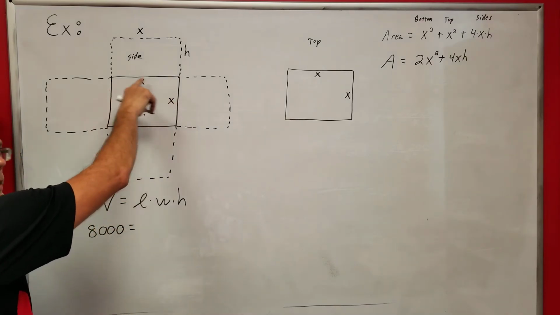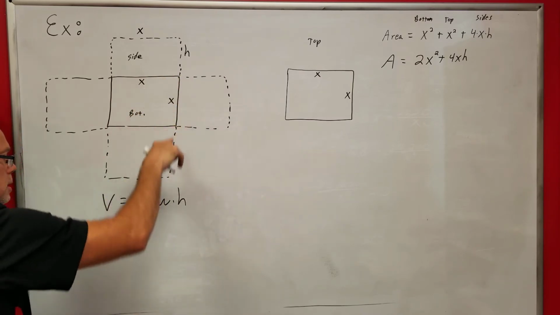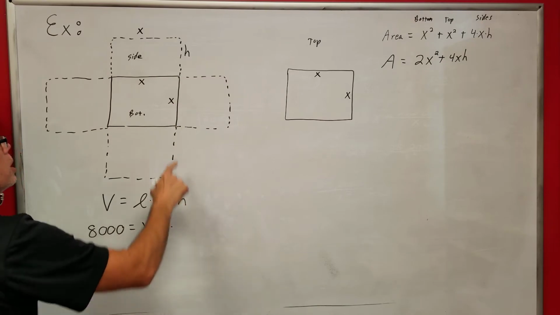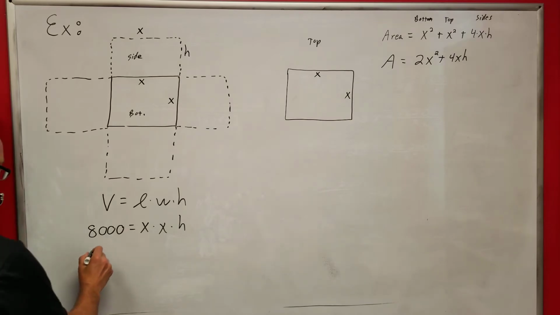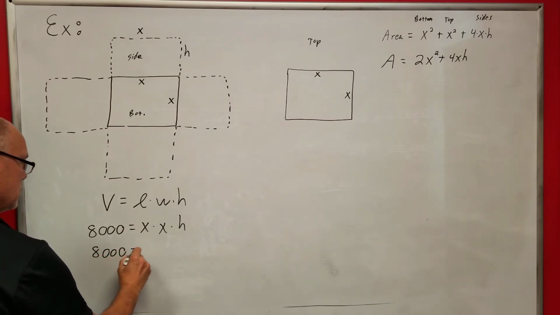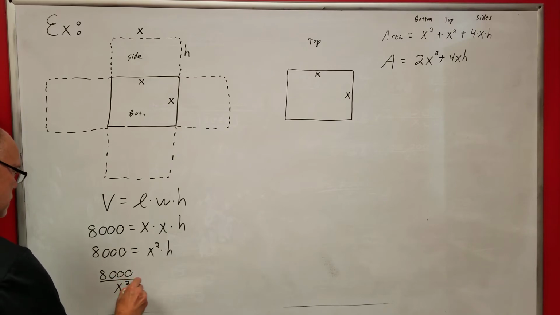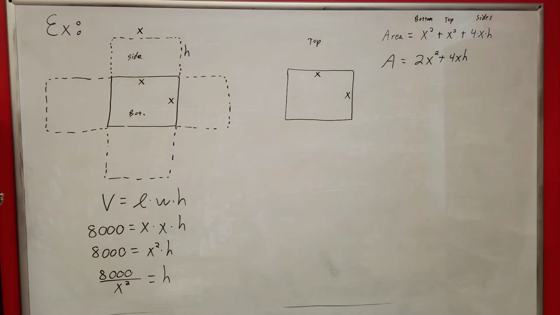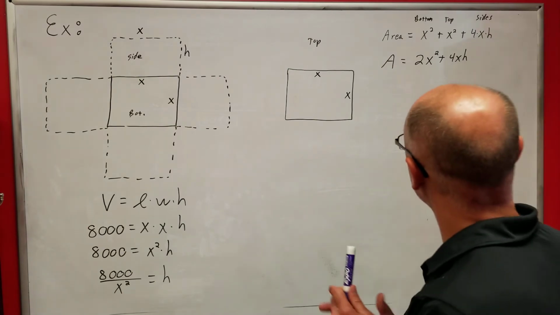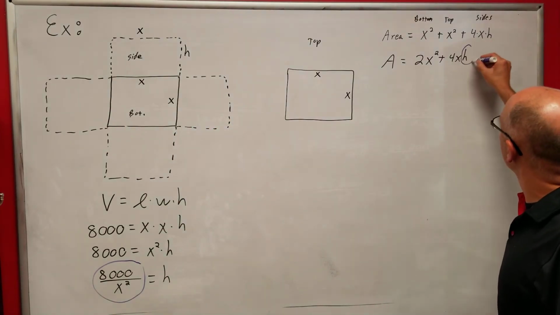What am I calling the length of this box right here? X. What am I calling the width of this box? X. And what am I calling the height of my box? H, right? So that's 8,000 is equal to x squared times h, or I could say 8,000 over x squared is equal to h. All right, so what am I going to do now? I'm going to take this 8,000 over x squared, and I'm going to sub it in for the h right here, okay?